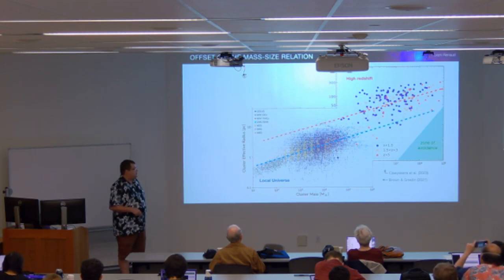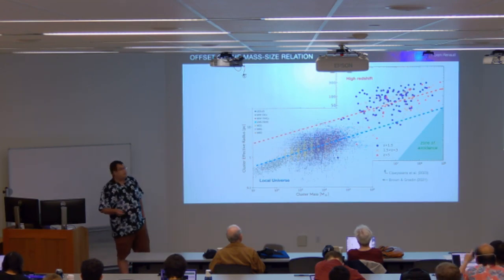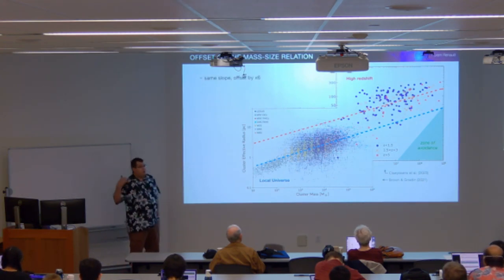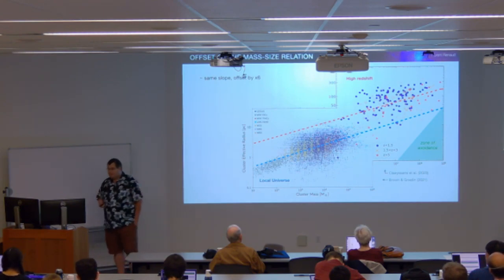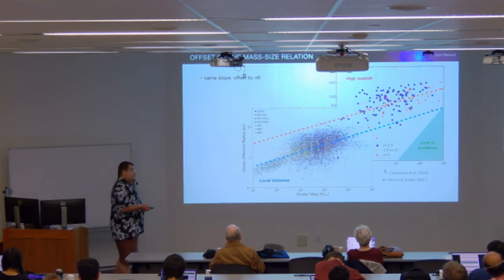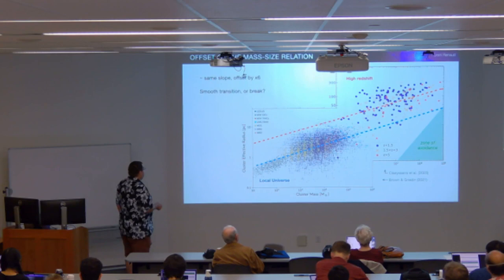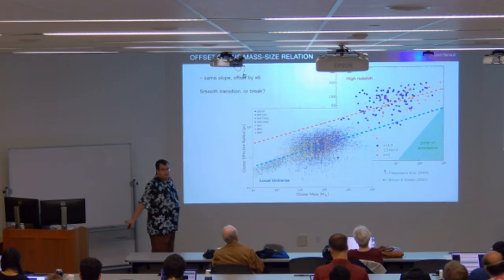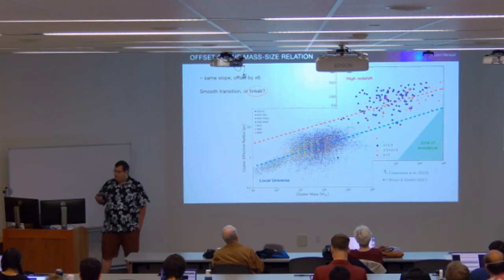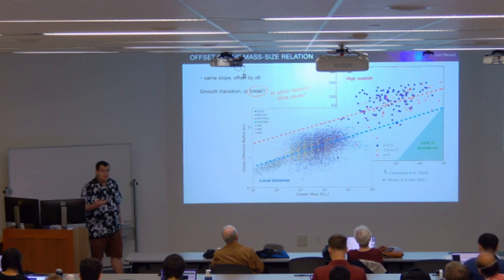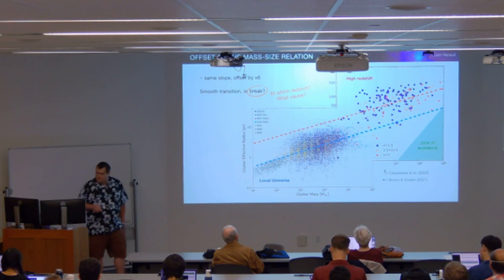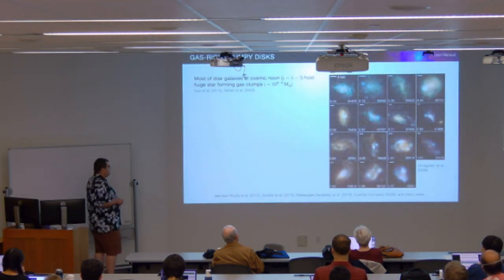And if we compare the two, what we have is not the same relation. There is the same slope between the two, between high redshift and local universe, but with some sort of offset by a factor of 6, if I put it right. So the question I'm asking then is, what happened? Why is it not the same relation? Is there a smooth transition to go from one regime to the other, or is there a sudden break? And if it's a break, then what's the physical cause? At what redshift is it happening?